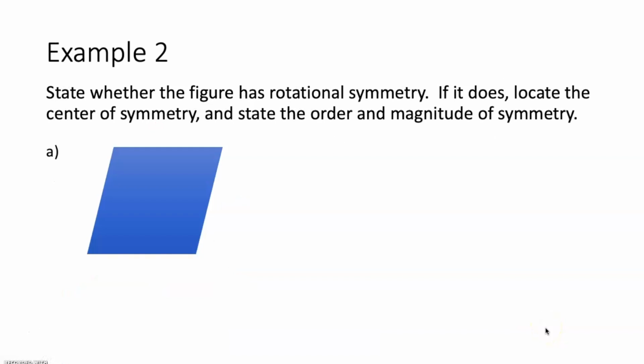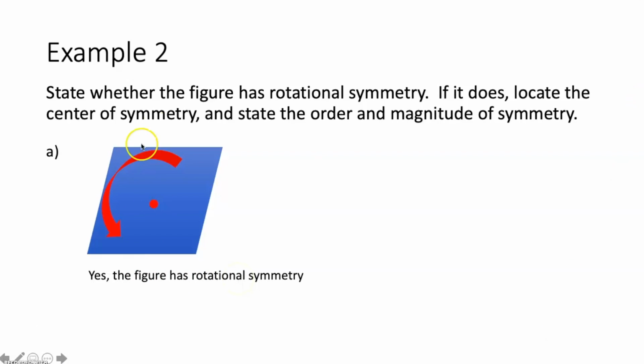Example 2 says state whether the figure has rotational symmetry. If it does, locate the center of symmetry and state the order and magnitude of symmetry. So we are trying to determine if this figure has rotational symmetry, meaning can we rotate this figure around a point and get the exact same figure with the exact same orientation without going all the way around a 360-degree rotation? Yeah, if I were to put a point in the center of this figure and then rotate it, I could get to the same figure if I were to rotate that 180 degrees. So yes, this does have rotational symmetry.